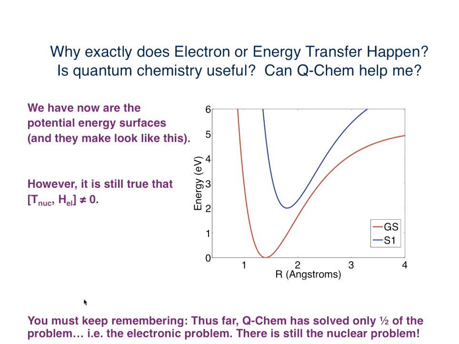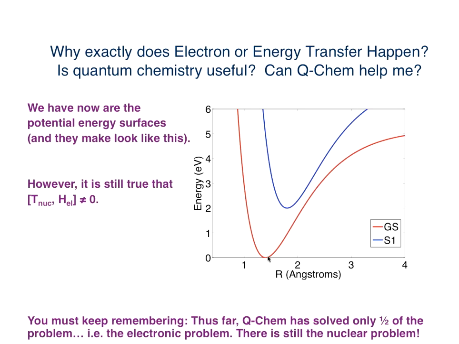Now, we have these adiabatic states, and if we change the nuclear positions, we get potential energy surfaces. So some surfaces might look like this. These surfaces have a ground state, which is here given in red, and an excited state given in blue. And here it looks like the potential energy is going to be minimized around 1.4 angstroms.